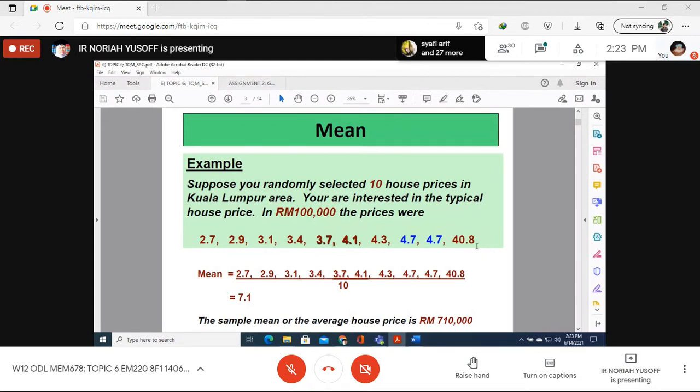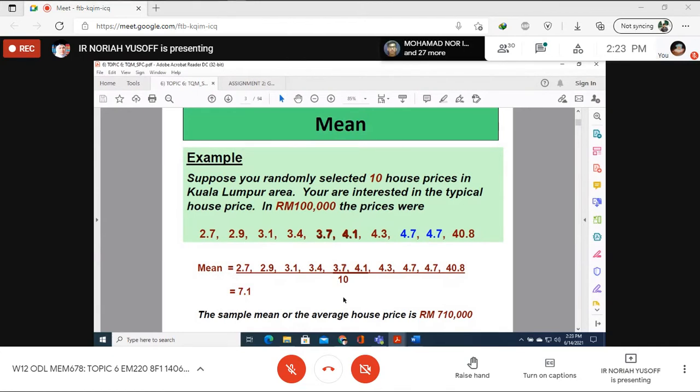Okay, so you have 10 data here. So 1, 2, 3, 4, 5, 6, 7, 8, 9, 10. So it's very simple for you to obtain or to calculate the mean value. You just sum up all the data that you have gathered and then you divide by the number of samples, so divide by 10. So the sample mean or the average house price is 710,000 here.